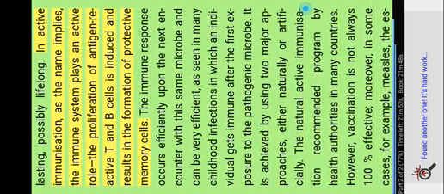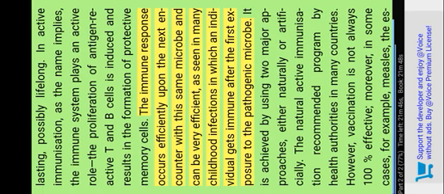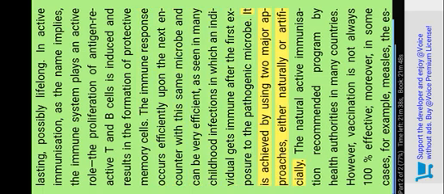In active immunization, as the name implies, the immune system plays an active role. The proliferation of antigen-reactive T and B cells is induced and results in the formation of protective memory cells. The immune response occurs efficiently upon the next encounter with this same microbe and can be very efficient, as seen in many childhood infections in which an individual gets immune after the first exposure to the pathogenic microbe. It is achieved by using 2 major approaches, either naturally or artificially. The natural active immunization is a recommended program by health authorities in many countries.